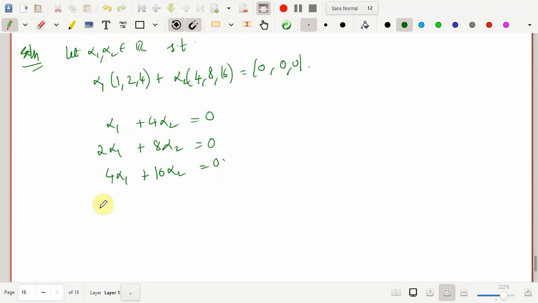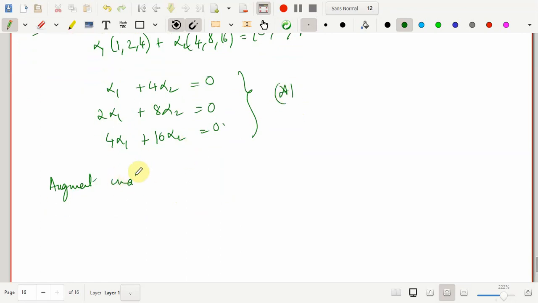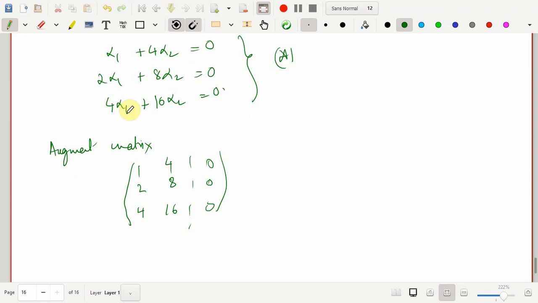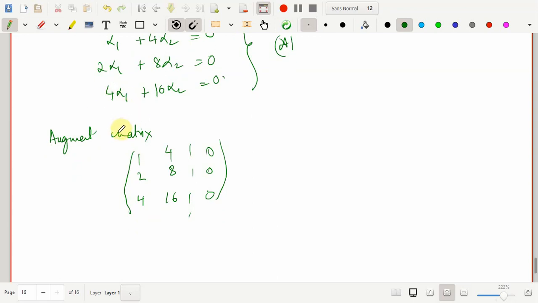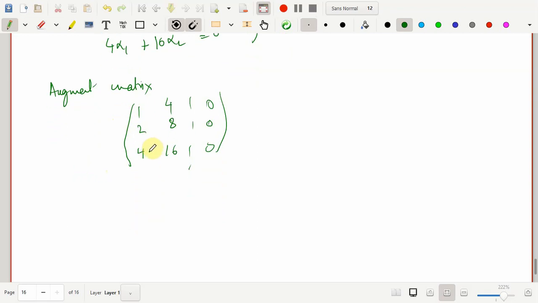And so the augmented matrix for this system is 1 2 4, 4 8 16. Well, this is direct because the number of equations exceeds the number of variables, and in that case the system is going to have more than one solution. So if you want to directly conclude, you can, but if you want to conclude it from the row reduced echelon form, then we can further solve this.